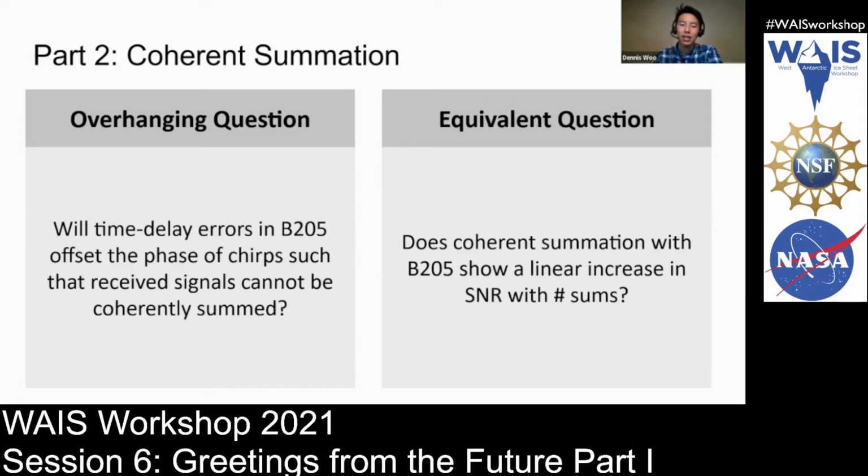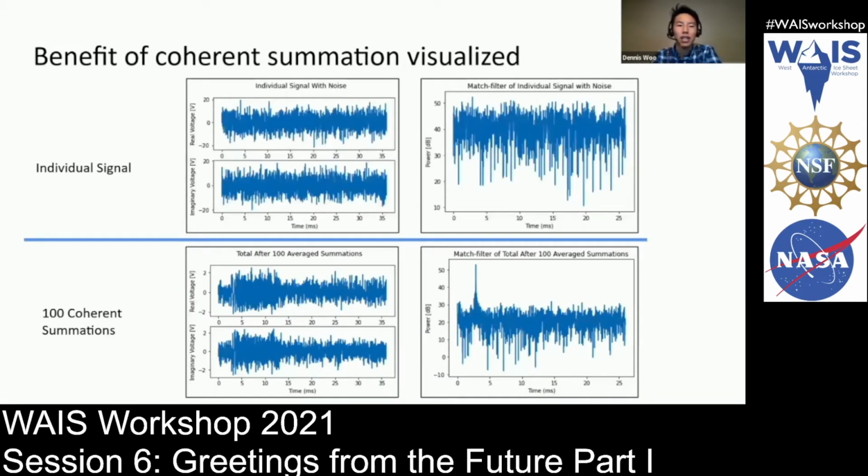To test this, I set up a loopback configuration on the B205, so only one copy of a chirp was received, and then I added enough noise that match filtering would not yield any meaningful result. Since radar systems are significantly affected by thermal noise, this was the type of noise used. And this is what the top row shows. On the left is the individual signal with a lot of noise added, and on the right-hand side is the match filter output with no legible peak that you can see.